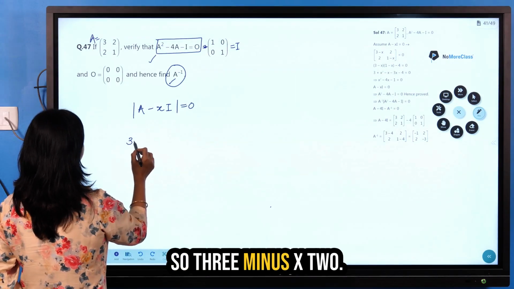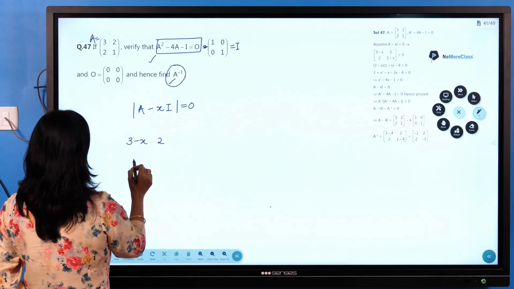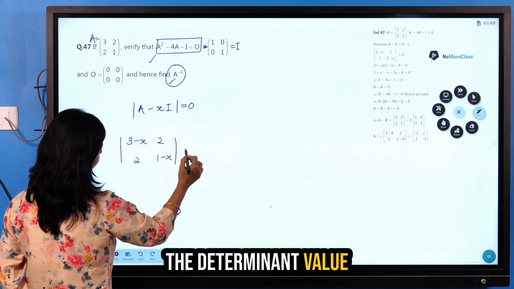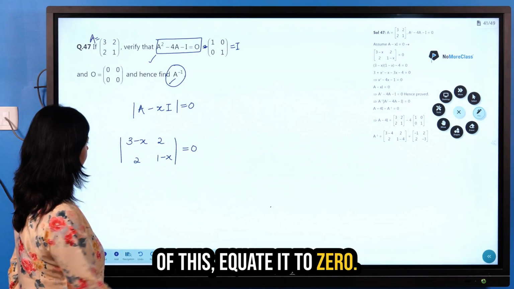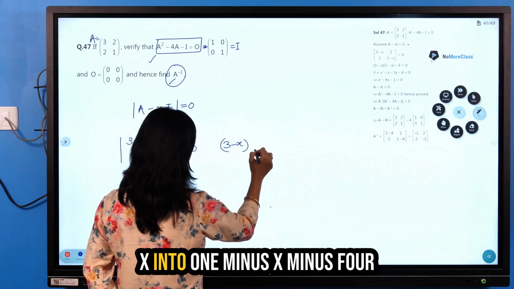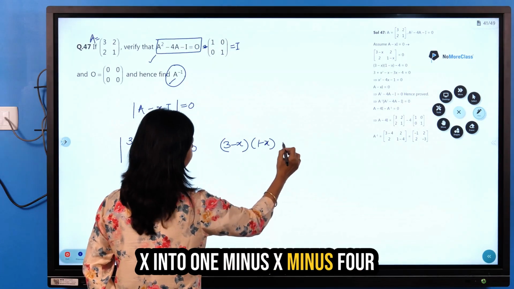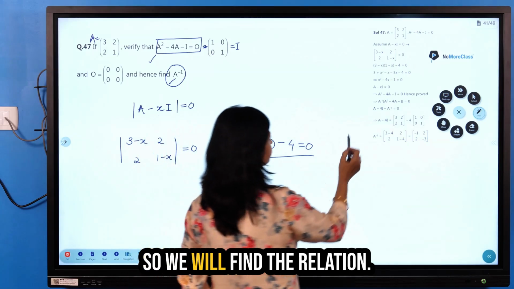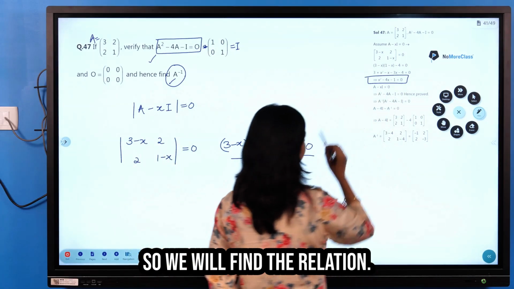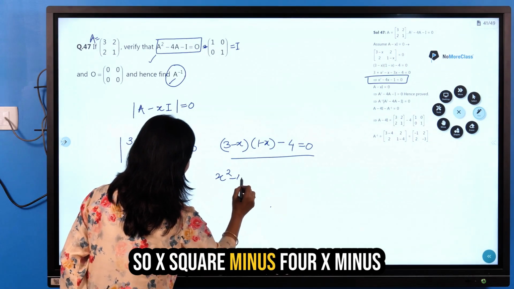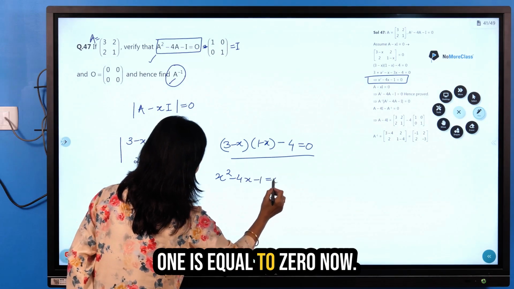So we will just go ahead. 3 minus x, 2 and 1 minus x, find the determinant value of this equated to 0. So if we do that, (3 minus x) into (1 minus x) minus 4 is equal to 0. If we solve it, we find the relation: x square minus 4x minus 1 is equal to 0.